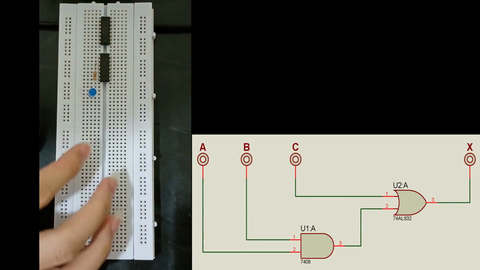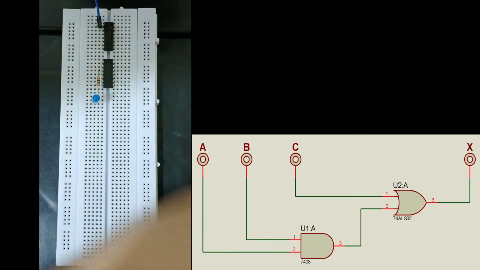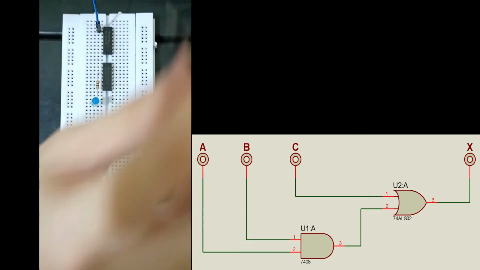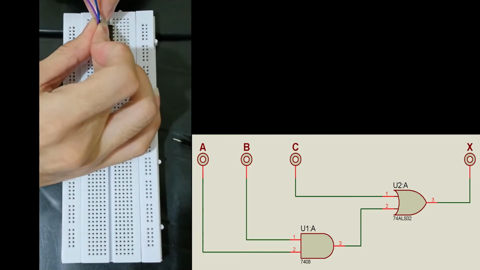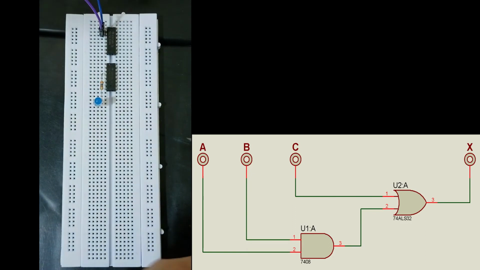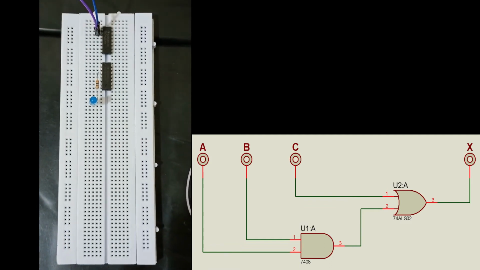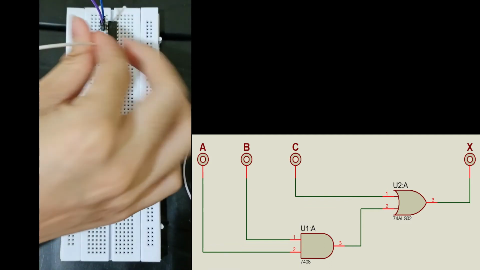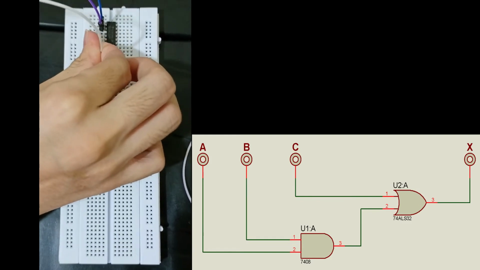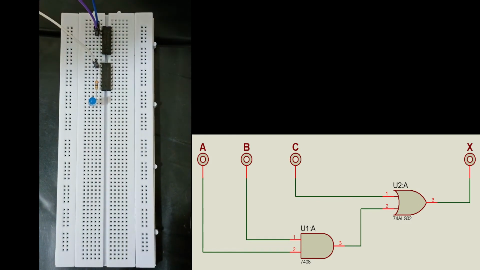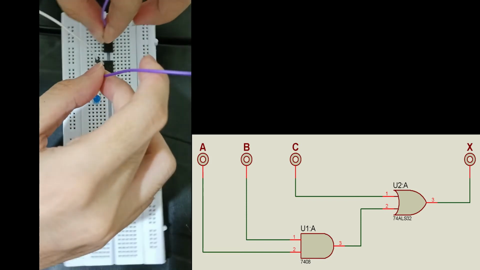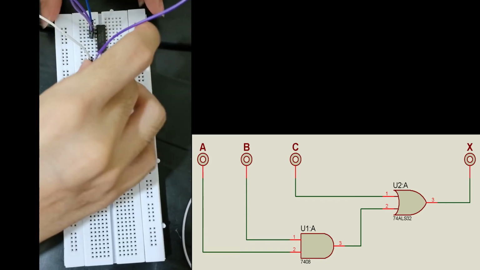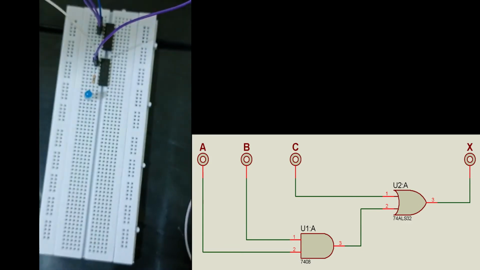For input B, it is connected in the first pin of the AND gate. And input A is connected at the second pin of the AND gate. Then, on the first pin of the OR gate is the input C. We will be connecting the third pin of the AND gate to the second pin of the OR gate.